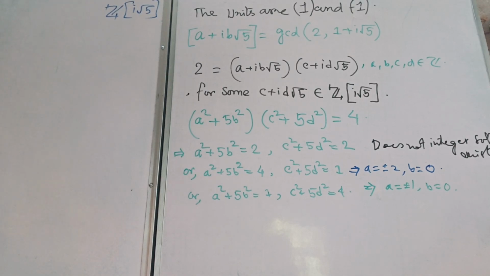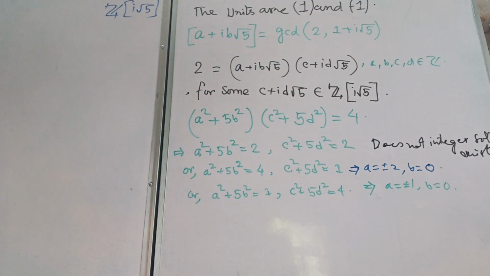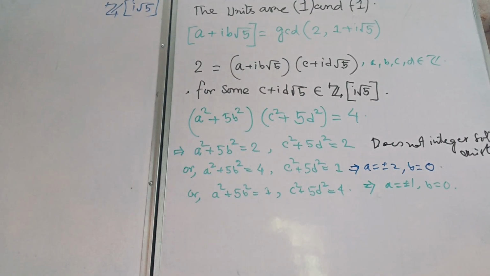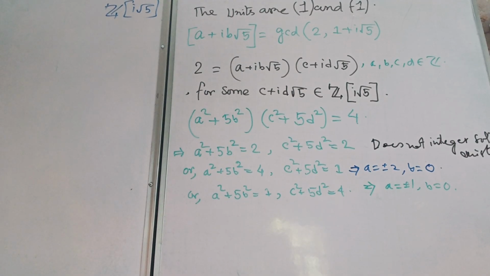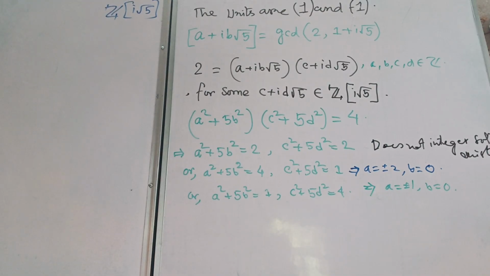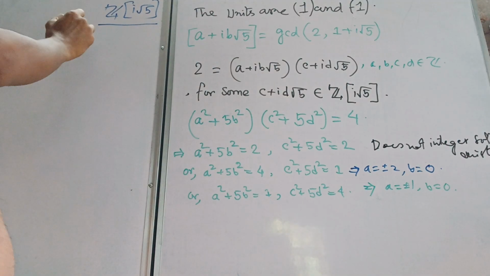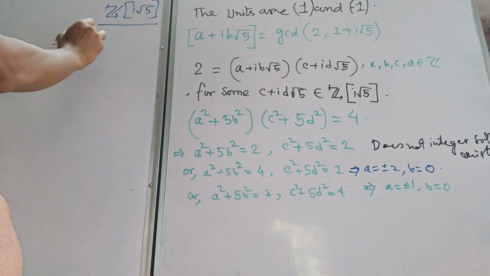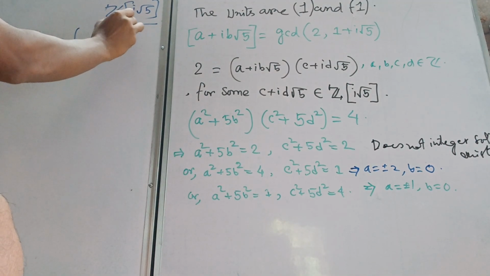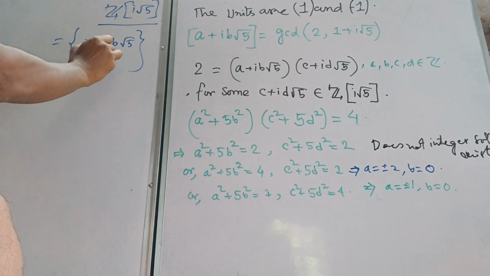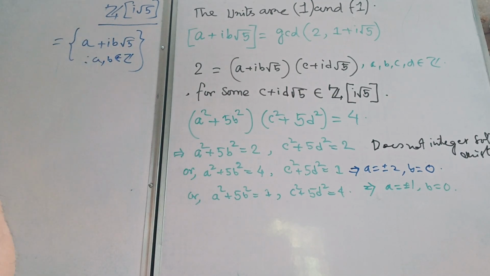Today we discuss one important topic related to greatest common divisor. Okay, we find the greatest common divisor. We've considered the domain Z[i root 5]. So we know that all elements belonging to this domain are of the form a plus i b root 5, where a, b belong to Z. We also discussed this earlier.